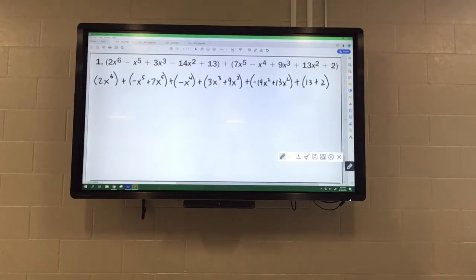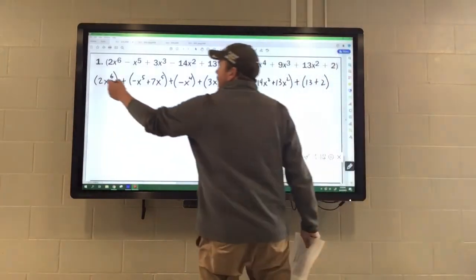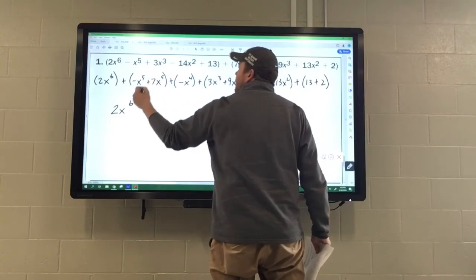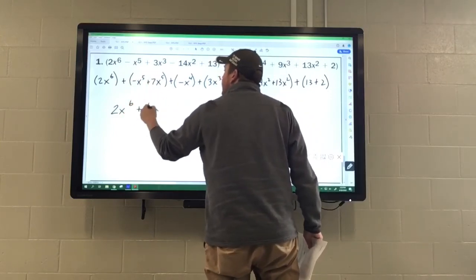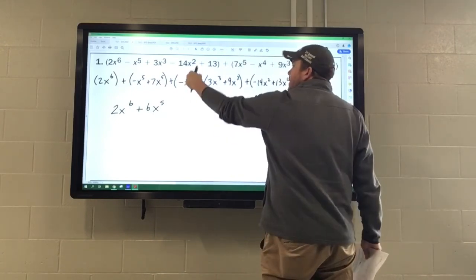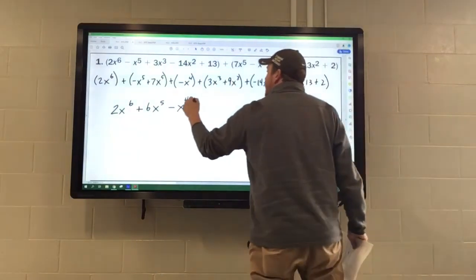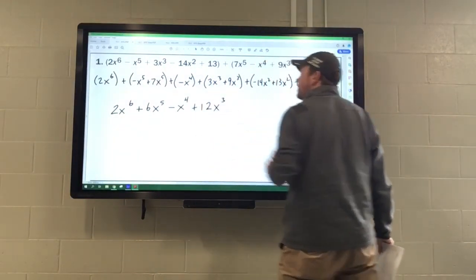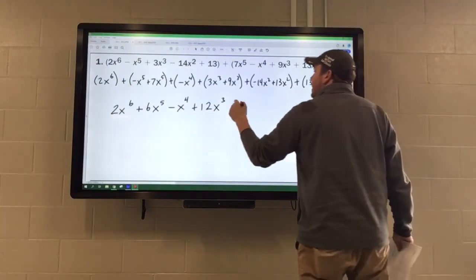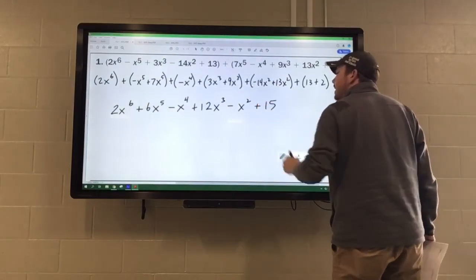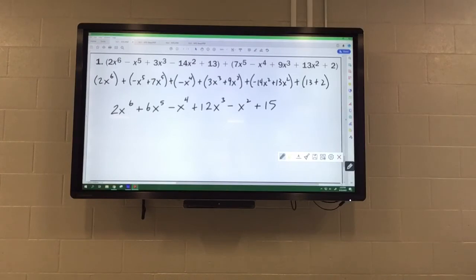Now I just need to simplify each grouping, and I'll have my answer. 2x to the 6th plus nothing else is 2x to the 6th. Negative 1x to the 5th plus 7x to the 5th is 6x to the 5th. Negative x to the 4th combined with nothing is still just negative x to the 4th. 3x cubed plus 9x cubed is 12x cubed. Negative 14x squared plus 13x squared is negative 1x squared. And then 13 plus 2 is 15. And that's our final answer. We cannot combine anything else past this because they all have different exponents.